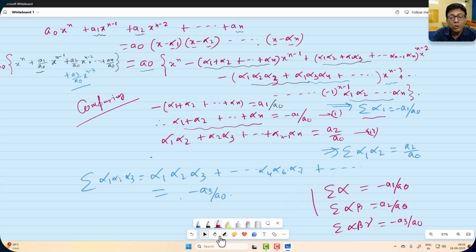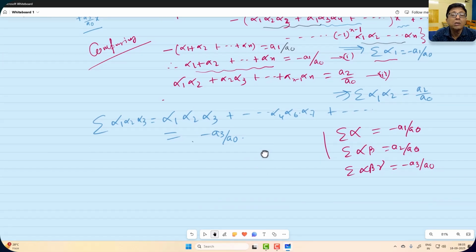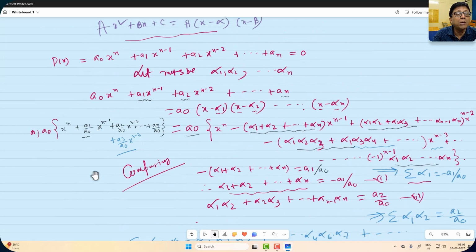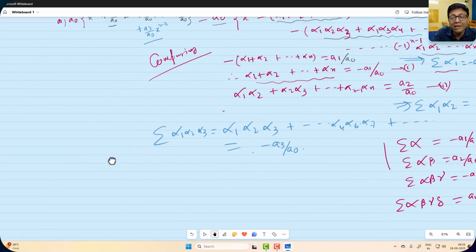Okay. So this way all the product of the terms taken 2 at a time, 3 at a time, 4 at a time, if you want to write alpha beta gamma delta, how to write this? Alpha beta gamma delta, product of the roots taken 4 at a time, this is going to be a4 by a0. Okay. And if you take all the roots together, if you multiply them, then you will be getting alpha 1, alpha 2, alpha n. This is going to be an by a0.